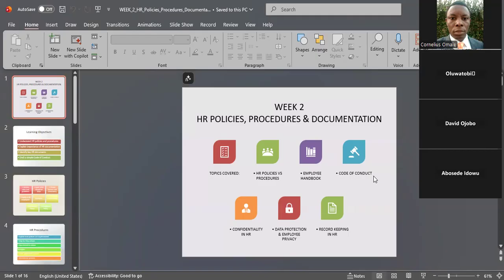The next one is the employee handbook. This is very broad, but I'm going to give you the basics that will set you on course. At the same time, you are going to have an assignment on this. Everybody is going to produce a comprehensive employee handbook. Then we have code of conduct, confidentiality in HR, data and employee privacy, and record keeping in HR. So these are the things that we're going to look at today.